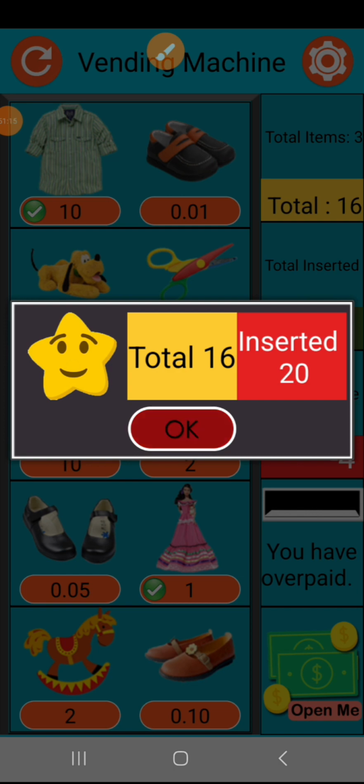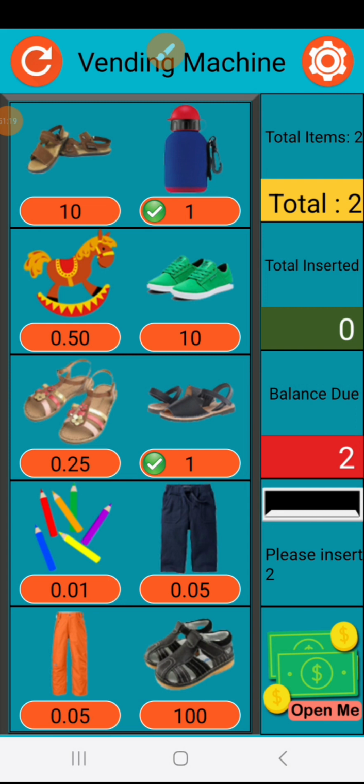Okay, so let me do. I want that and that. How much I owe? How much I say the balance due? $2. Okay, the balance due should be the same thing as your total right here. Do you understand? Yes, ma'am. So, how much do I owe? $2. Okay, open up your wallet and put $2 in.